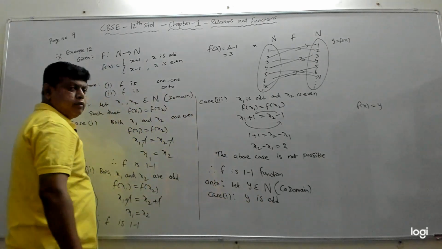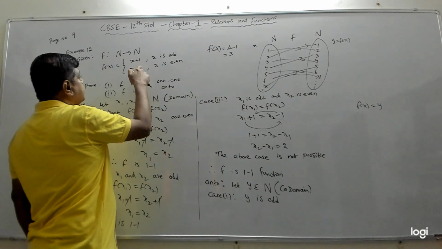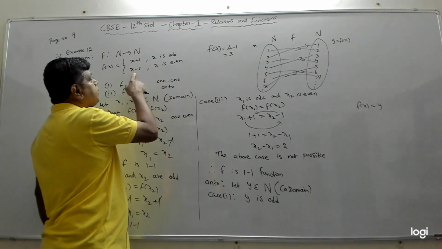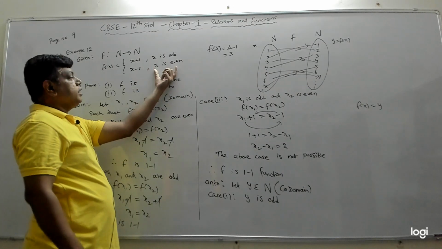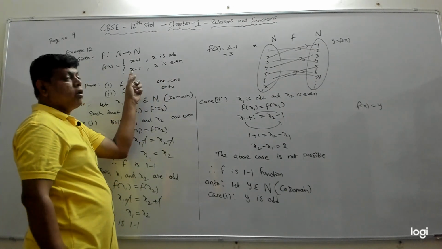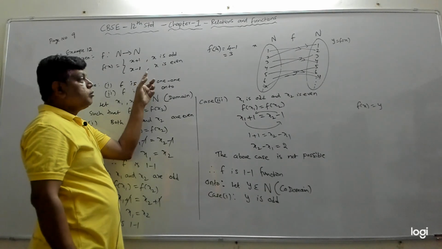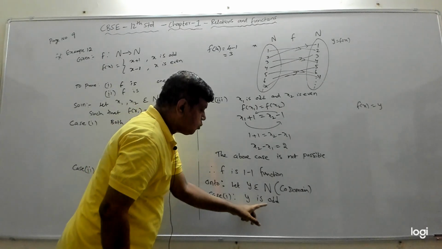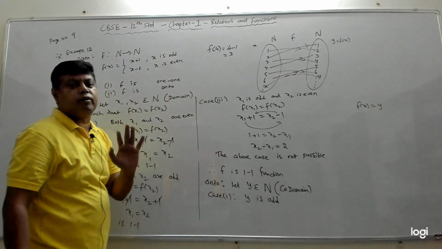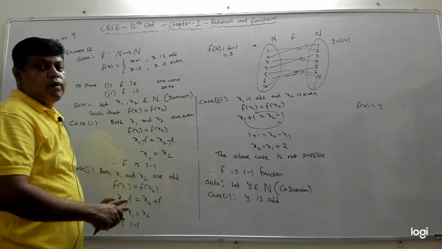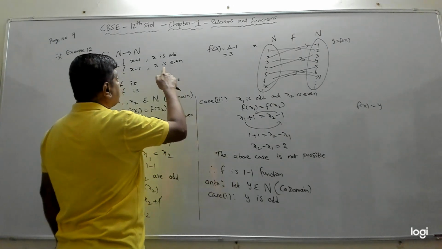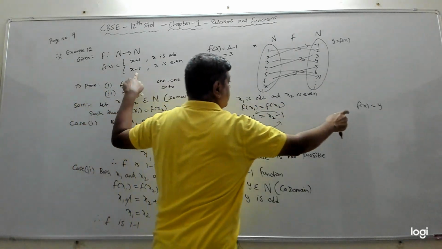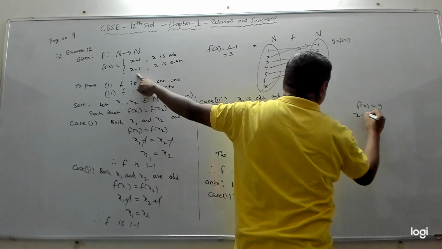If y is odd, what should x be? If x is even, then y will become odd. Suppose x is even. X is even means x minus 1 is odd, and x minus 1 is y, and y is odd. So y is odd means your x should be even. Your x is even means you should choose this function for this. So we should put f of x as x minus 1 equal to y.